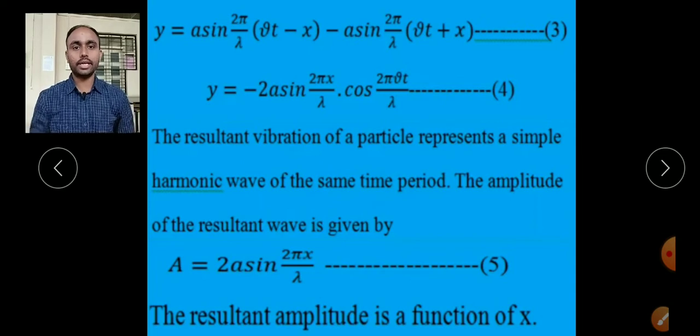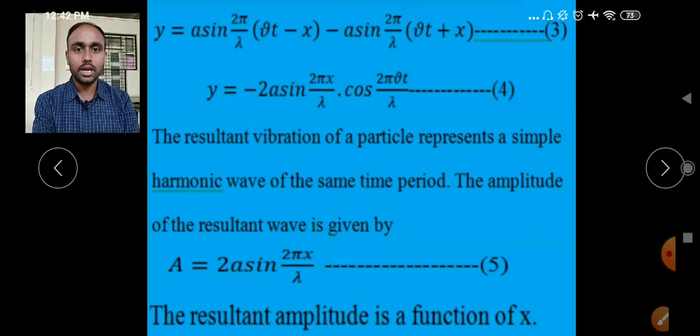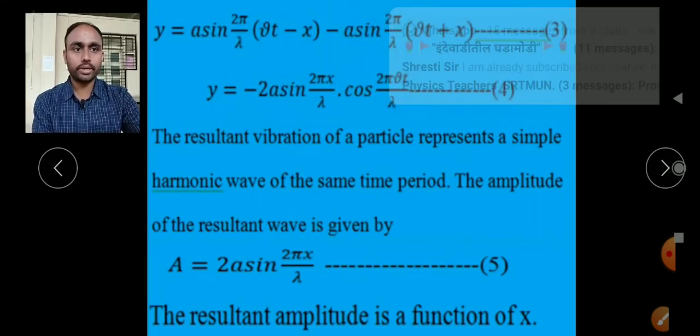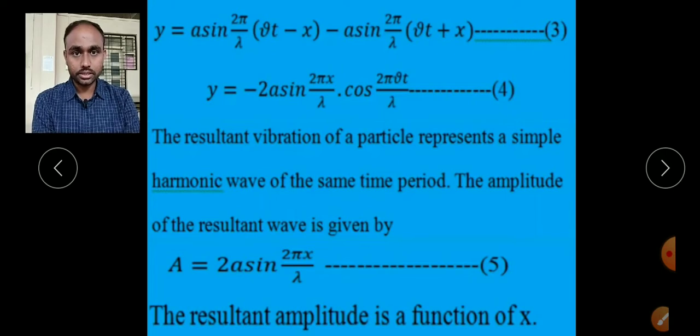But we know that sin of a negative angle means a negative final result, because sin is an odd function. Sin of minus theta will always be minus sin theta, as we have seen in the previous case. Cos of minus theta is plus cos theta, but here sin of minus theta is minus sin theta, and again cos 2 pi v t by lambda. You please do these calculations and see, you will find this equation number 4: y is equal to minus 2a sin 2 pi x by lambda into cos 2 pi v t by lambda.